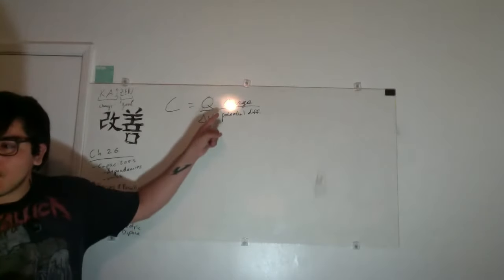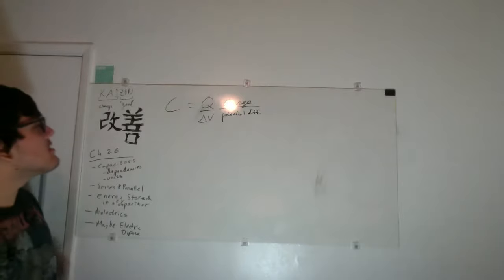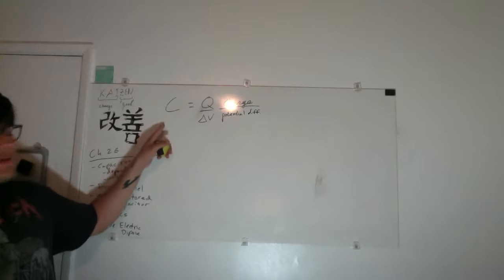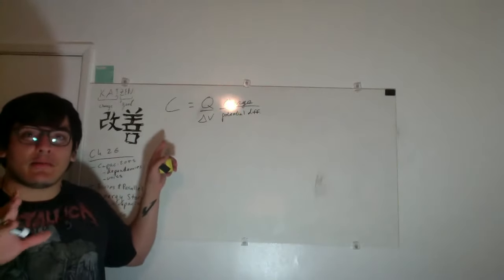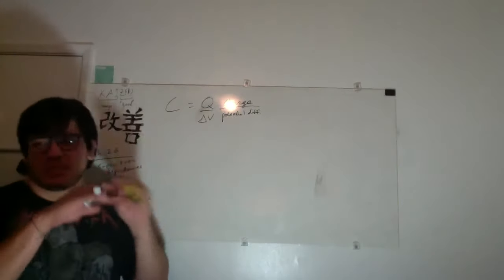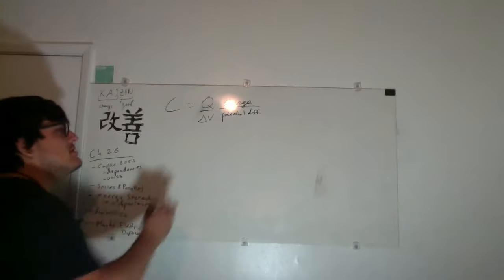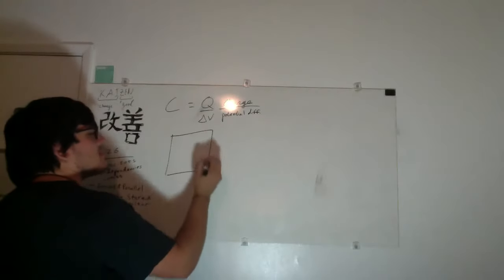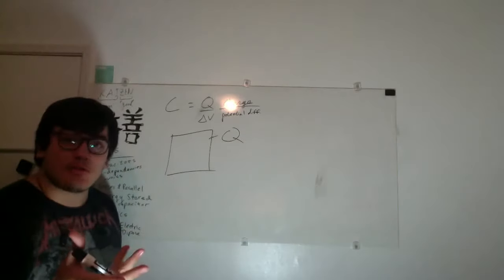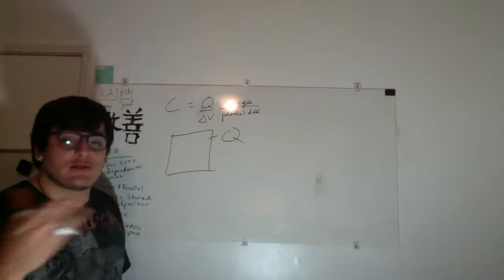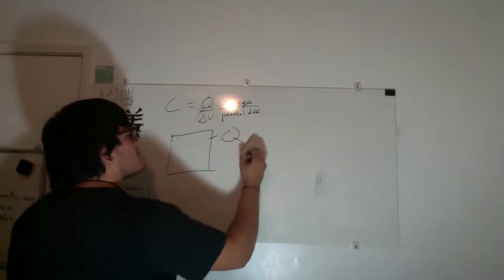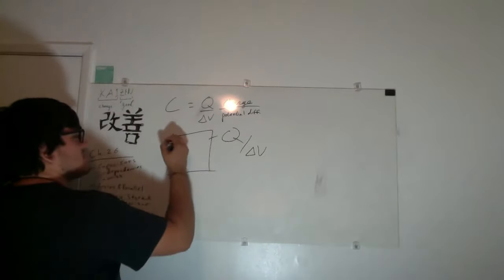That says charge over potential, right? The main thing with this is that capacitance is all about the amount of charge you can hold over some potential difference. So there's a plate, it can hold charge, and it holds charge in relation to some potential difference. So it's per potential difference, which is between the plates, right?